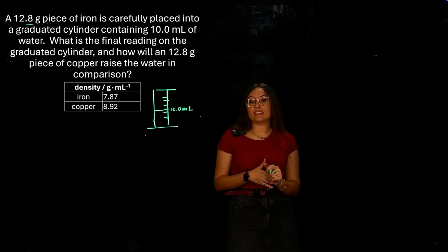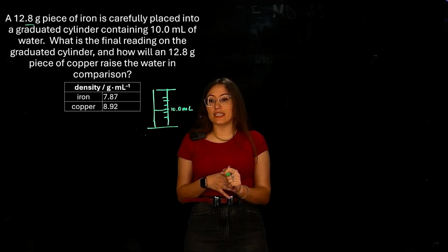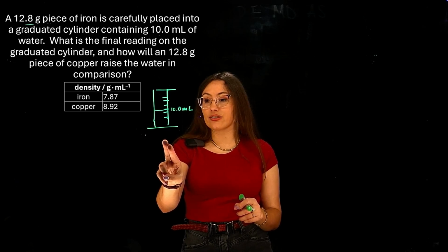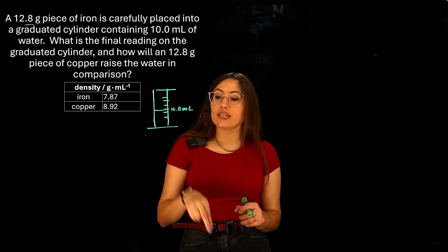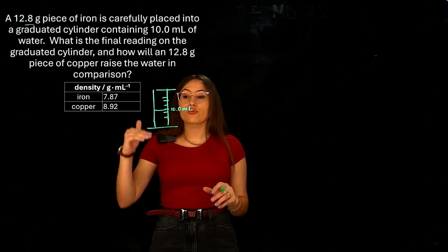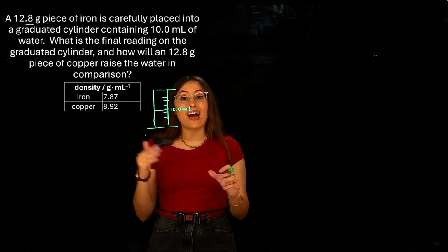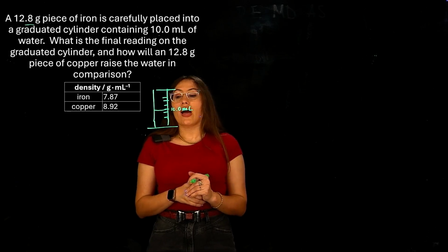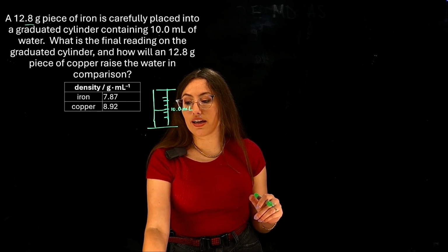The following problem states a 12.8 gram piece of iron is carefully placed into a graduated cylinder containing 10 milliliters of water. What is the final reading on the graduated cylinder, and how will a 12.8 gram piece of copper raise the water in comparison? They also provide us both with the densities of iron and copper in the problem in grams per milliliter, with iron being 7.87 and copper being 8.92.